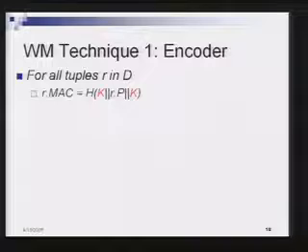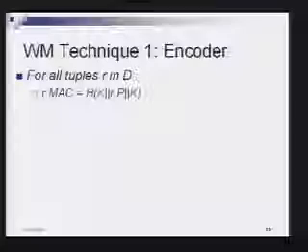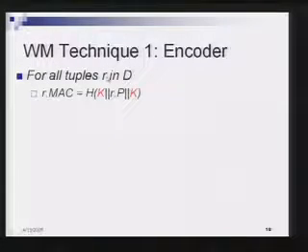So for all tuples in D, D is your database or your relation. Okay, for all tuples in D, R is used to define the tuple. Anything in red is secret, just for your convenience. So r.mac, R is a tuple, right? R.mac is message authentication code. MAC is message authentication code. Message authentication code is computed as follows.